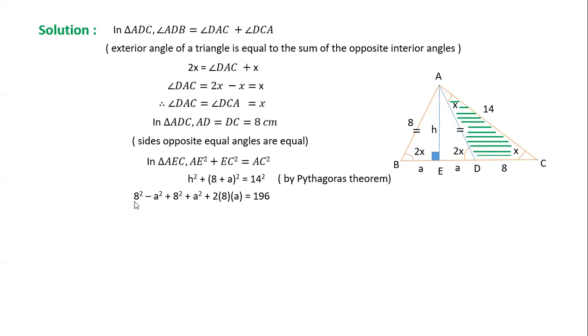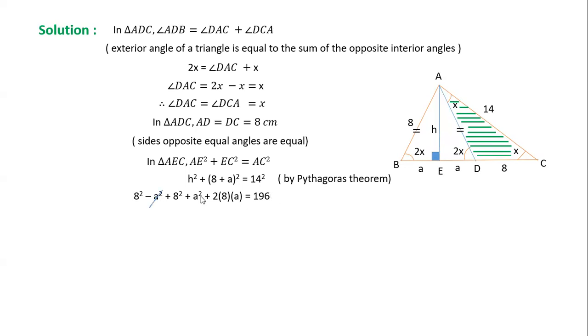H square we have calculated as 8 square minus A square from equation 1. So H square is equal to 8 square minus A square. And here I am using the (A plus B) whole square identity: A square plus B square plus 2AB. And 14 square is 196.